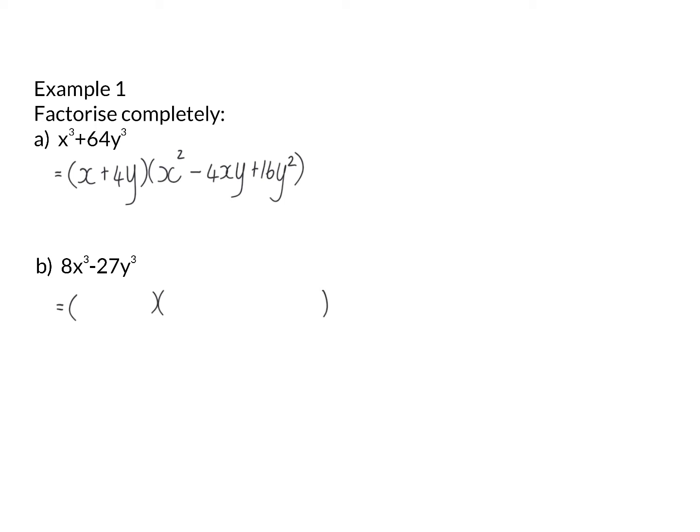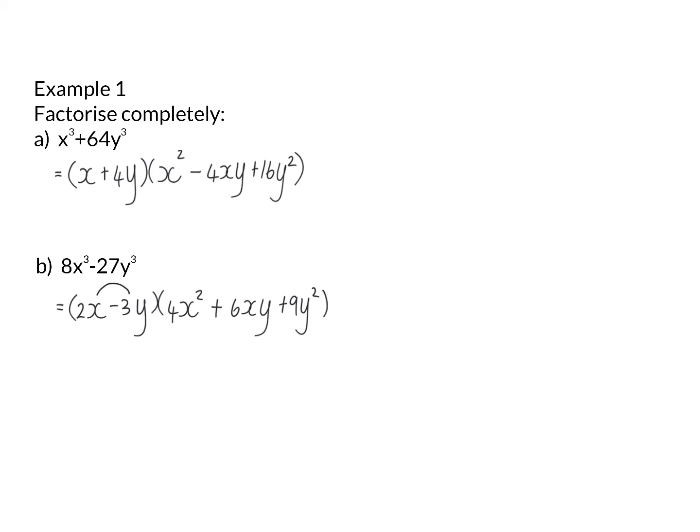Our first bracket has the cube root of each term, so we'll have 2x and then minus 3y, because the cube root of any negative value is once again negative. Next, we square each of these terms to get 4x squared and plus 9y squared, and then we get the product of these two terms for our middle term, which is minus 6xy, but here we change the sign.